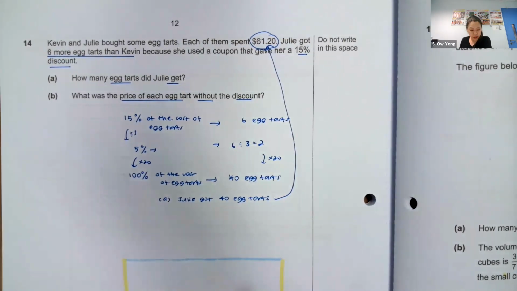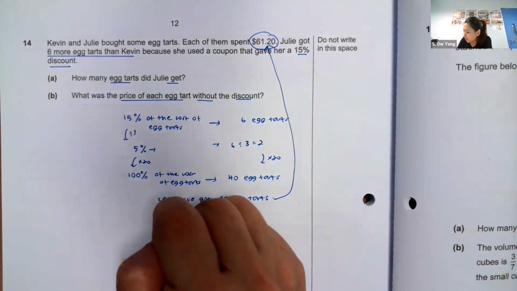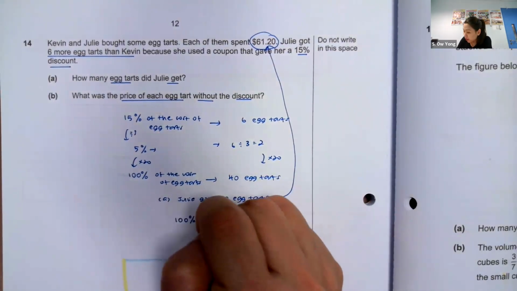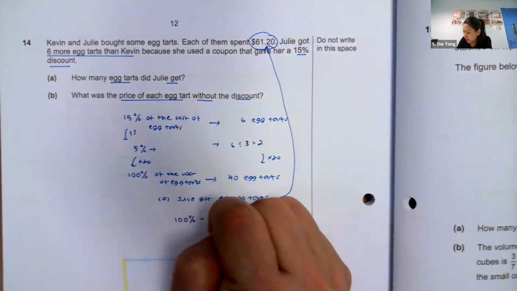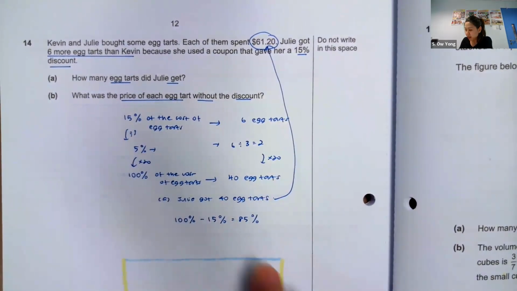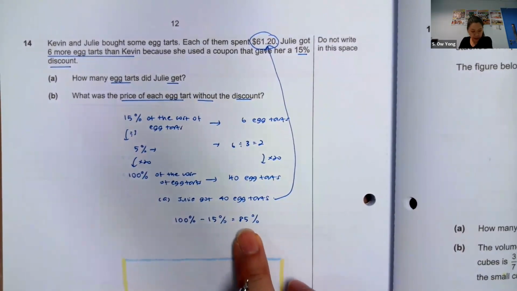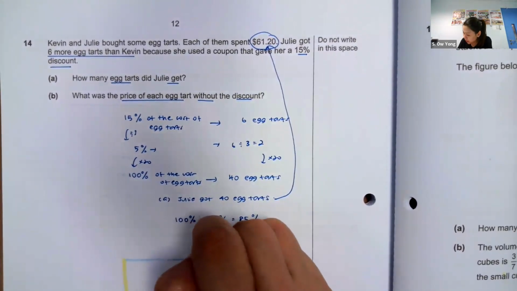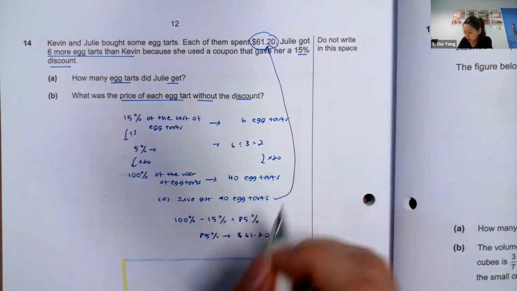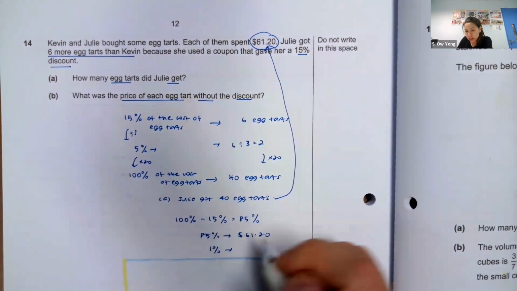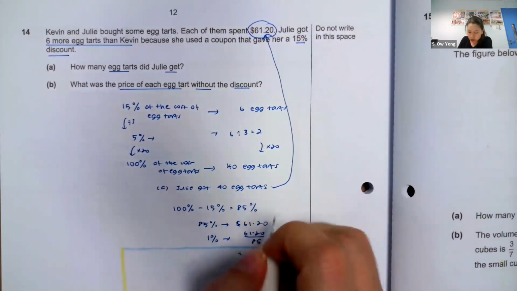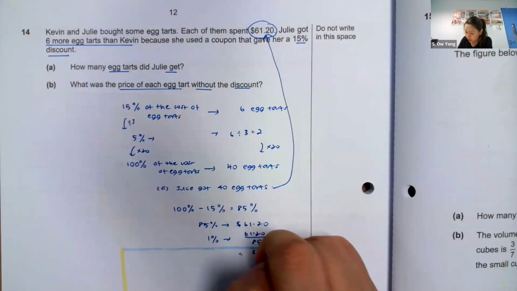Okay, so right now we carry on. Let's say she didn't pay 100% of the original price. She actually paid 85% only. And this 85% corresponds to $61.20. So 1% corresponds to 61.20 divided by 85 to give you 72 cents.